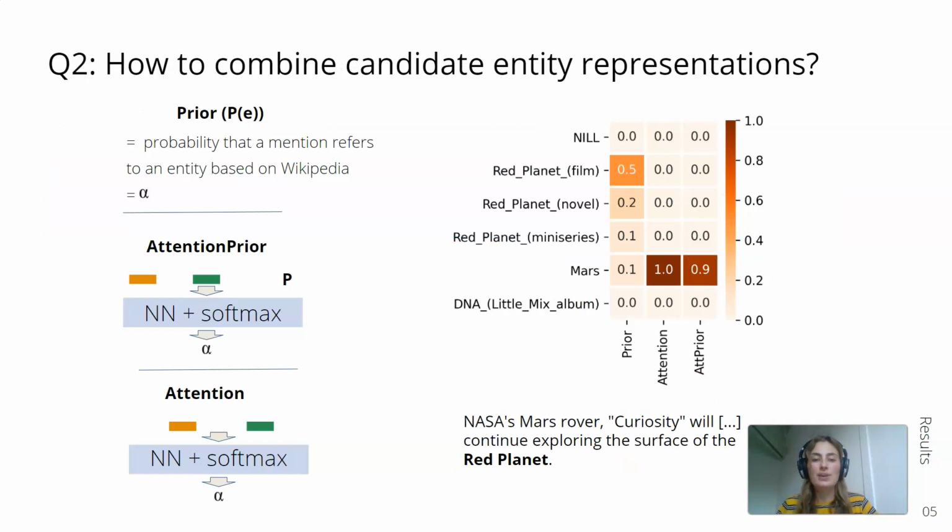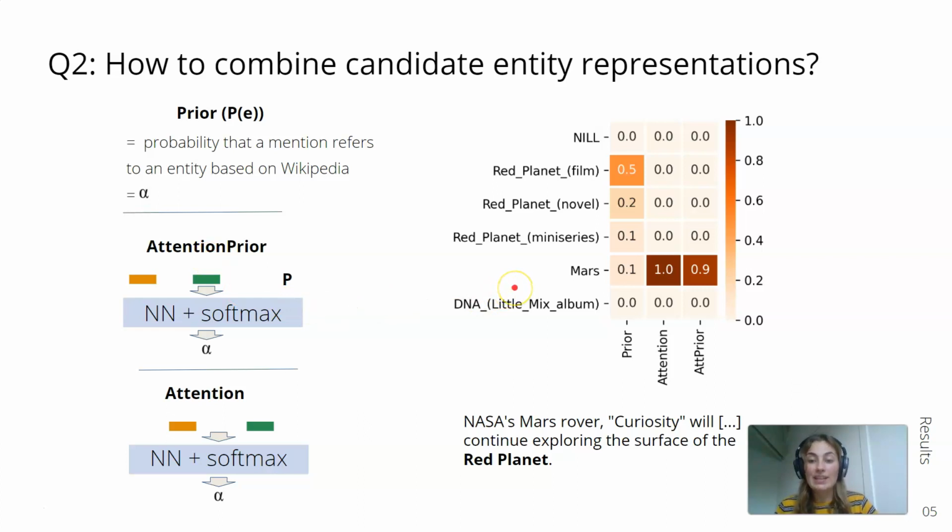To answer the second question on how to combine the entity candidates, we explored three configurations. One which uses the prior of the entire Wikipedia corpus as weights, another configuration that uses additive attention as an unsupervised linking mechanism, and a third configuration which adds the prior of the Wikipedia corpus as an extra feature in the attention mechanism, which exploits both advantages.